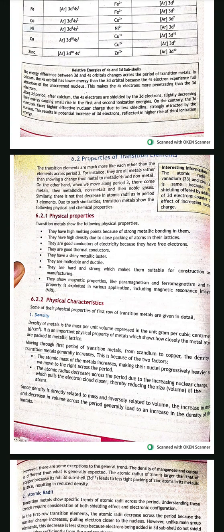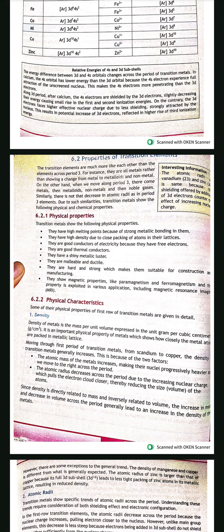Now we'll talk about the relative energies of 4s and 3d subshells. The energy difference between 3d and 4s orbitals changes across the period. In calcium, the 4s orbital has lower energy than the 3d orbital because the 4s electron experiences full attraction. This makes the 4s electron more penetrating than the 3d.